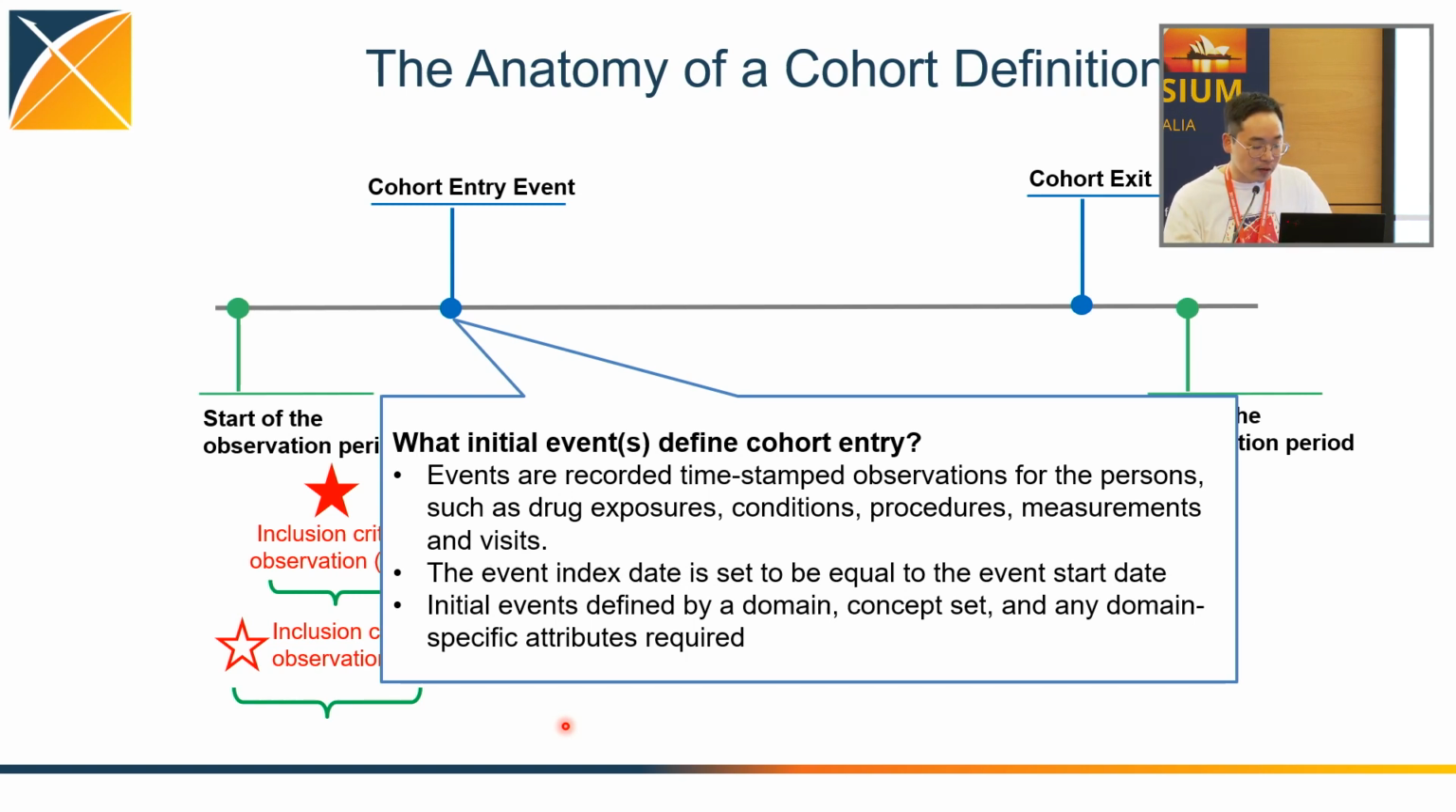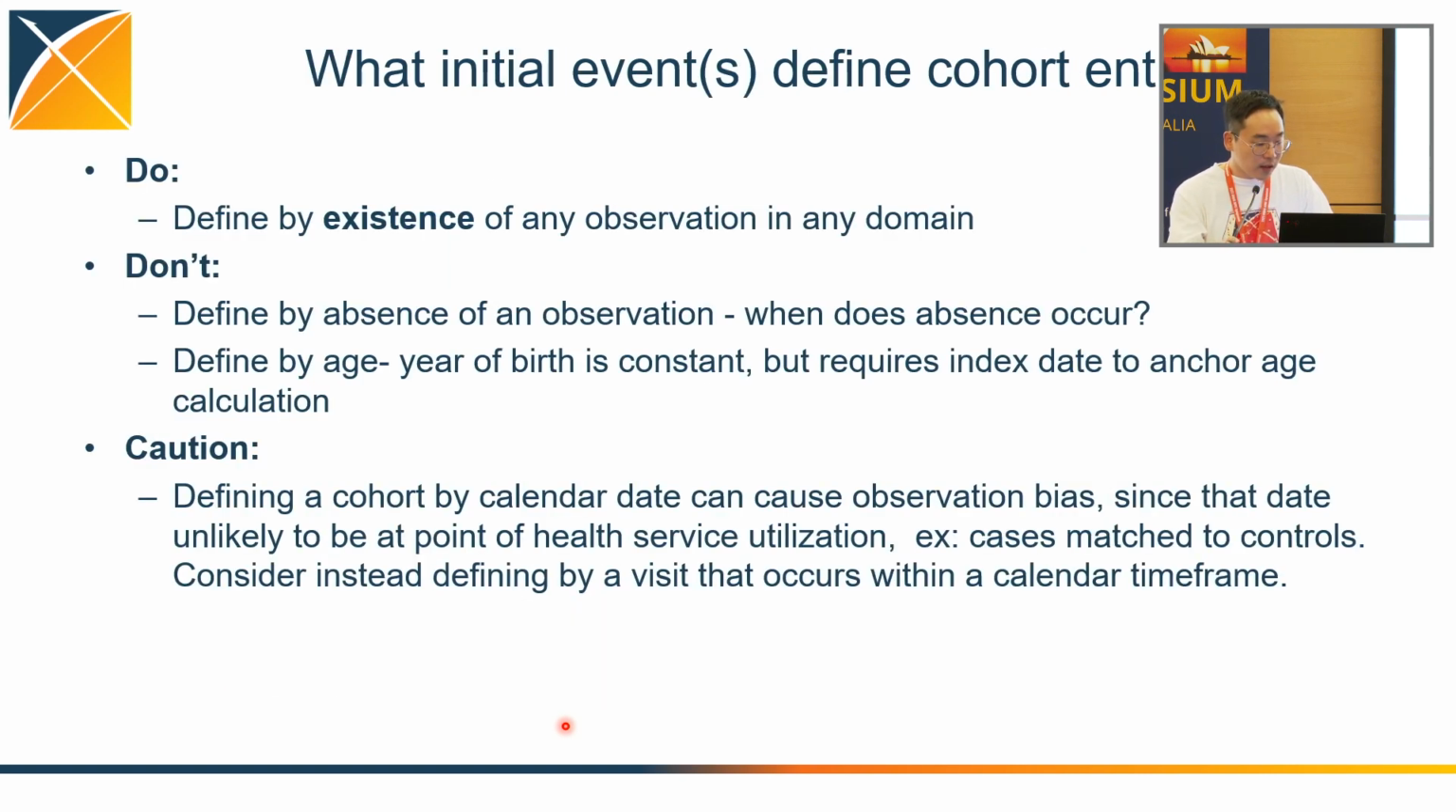Initial events can be defined by a domain concept set and any domain-specific attributes. So when you define the initial events, you have to define the existence of any observation in any domain. You can define this as a visit, such as an inpatient visit, outpatient visit, or ER visit, or as an observation recorded, or you can use drug exposure or procedures or some diagnosis, but you do not define by absence of an observation.